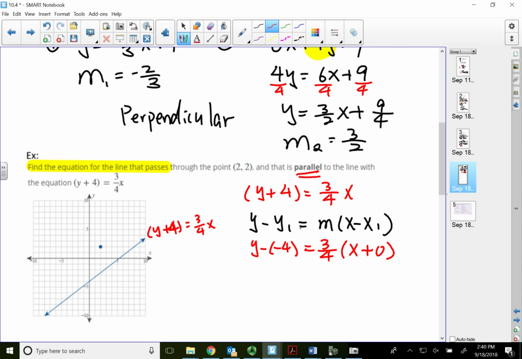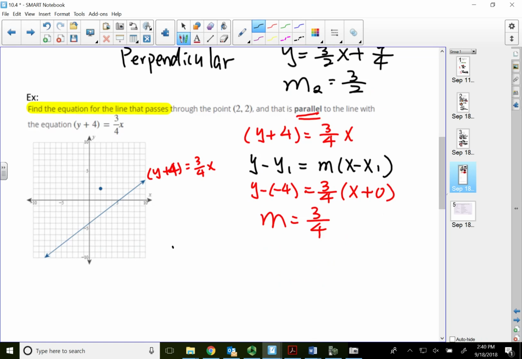So no matter what the form looks like, our job is to identify the slope because we are parallel. The slope of their line is 3/4. So that means the slope for my line has to also be the same, 3 over 4. And I'm also given that my line passes through (2, 2). So my given point is (2, 2). Once I've got a slope and a point, I can begin to write the equation of my line.